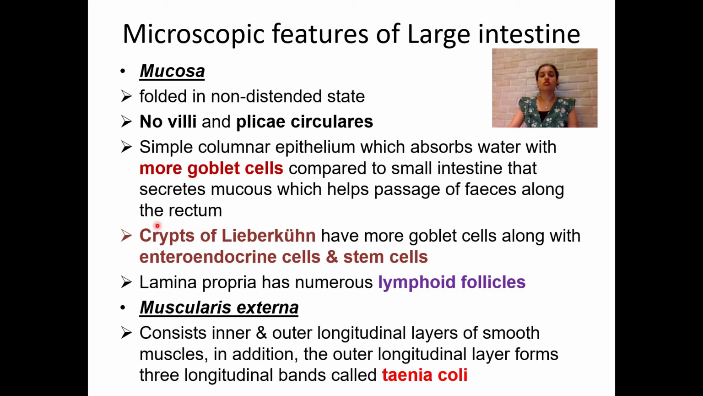We can also see crypts of Lieberkühn, that is the invagination in between. Okay, and here also the crypts of Lieberkühn mainly have more goblet cells, and there are few enteroendocrine cells and stem cells as well. The lamina propria has numerous lymphoid follicles.